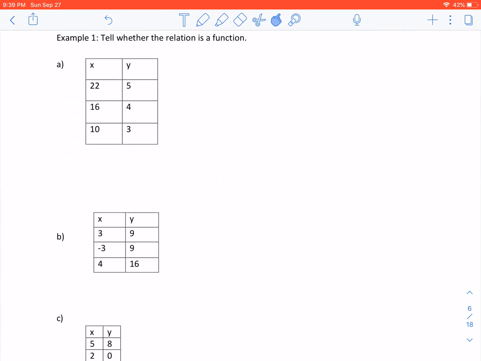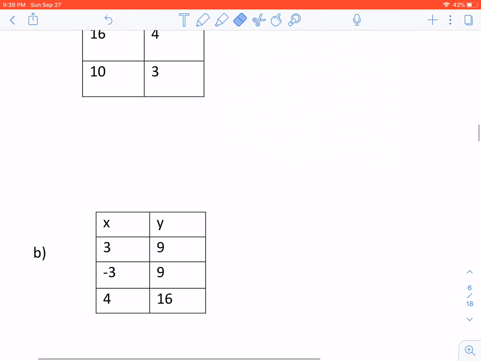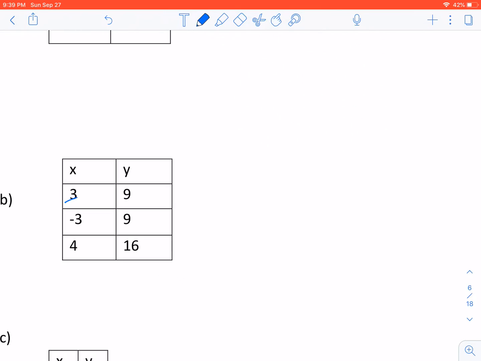Now, looking at the charts, how do you determine if it's a function or not? This x, 22, 16, 10. Well, this is a function because the x's do not repeat. Yes, function. Because each of the x's are unique. This one, 3, -3, 4, all unique. Yes, function.